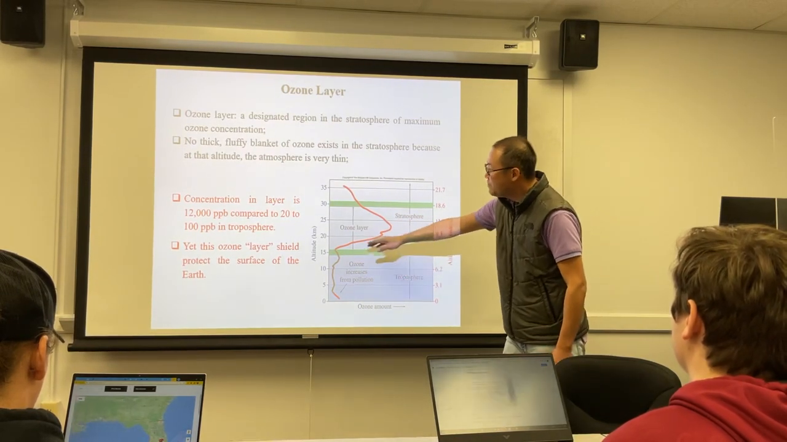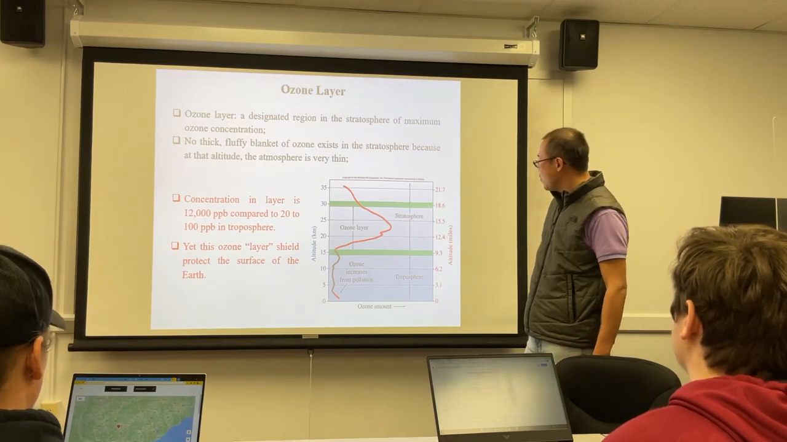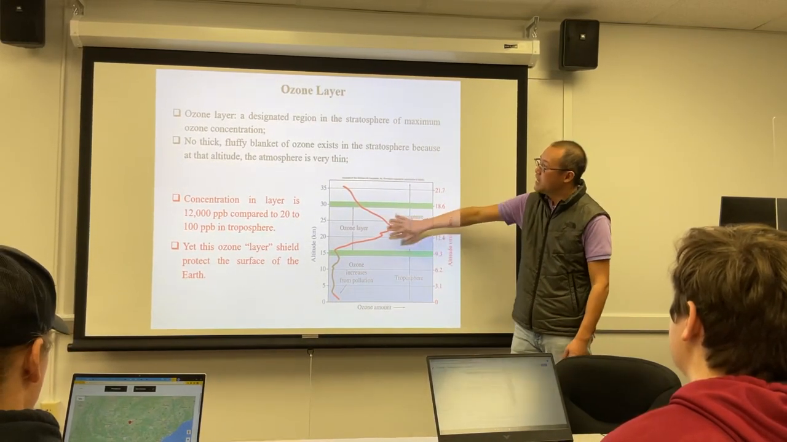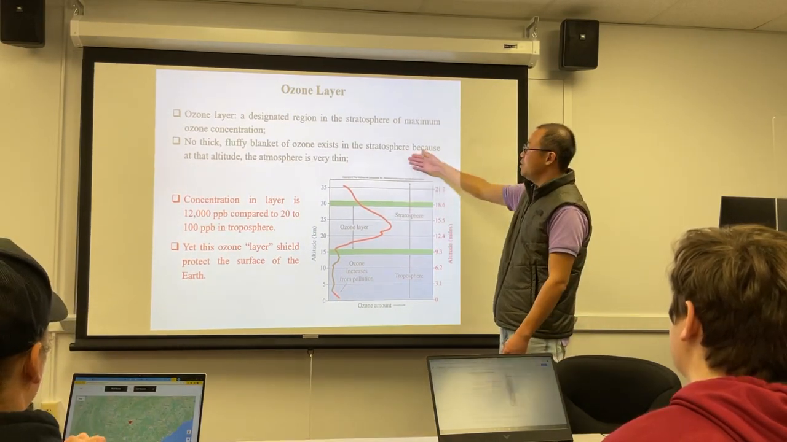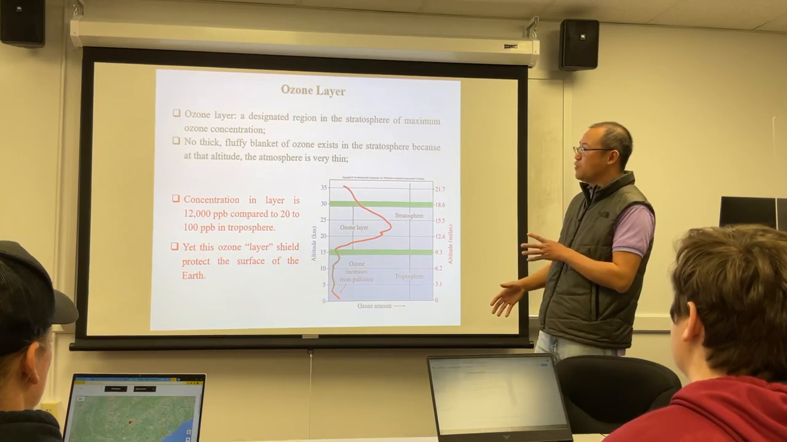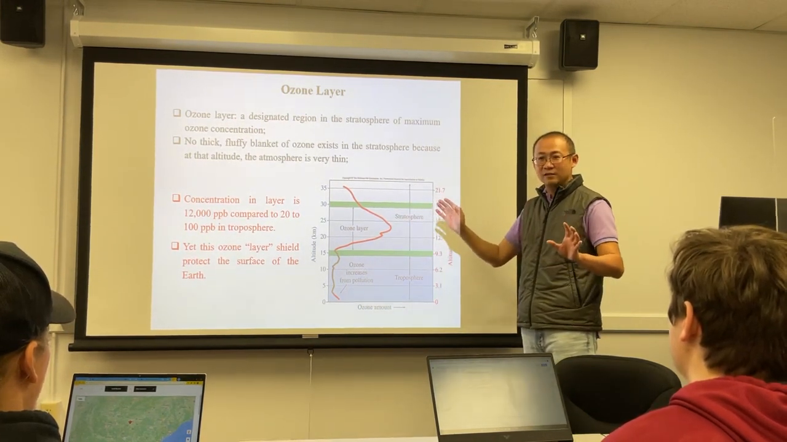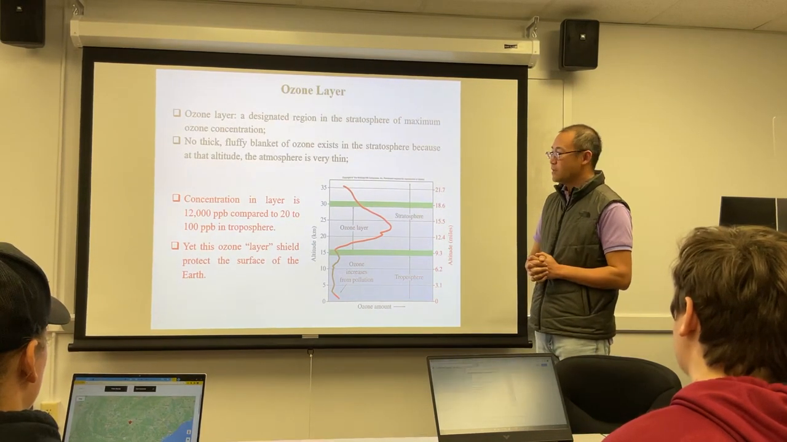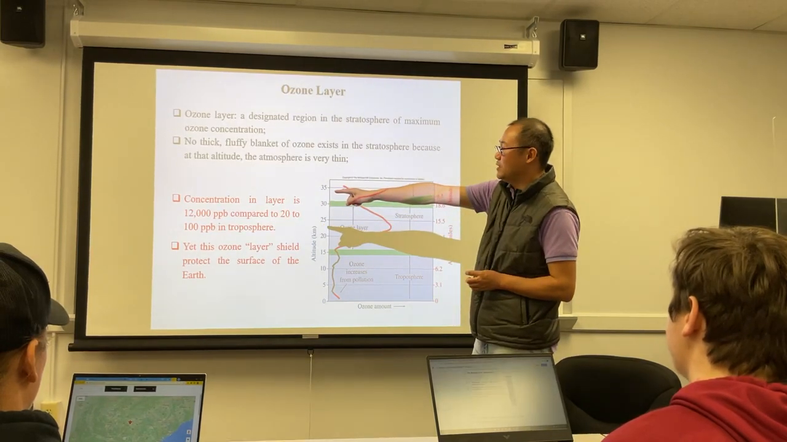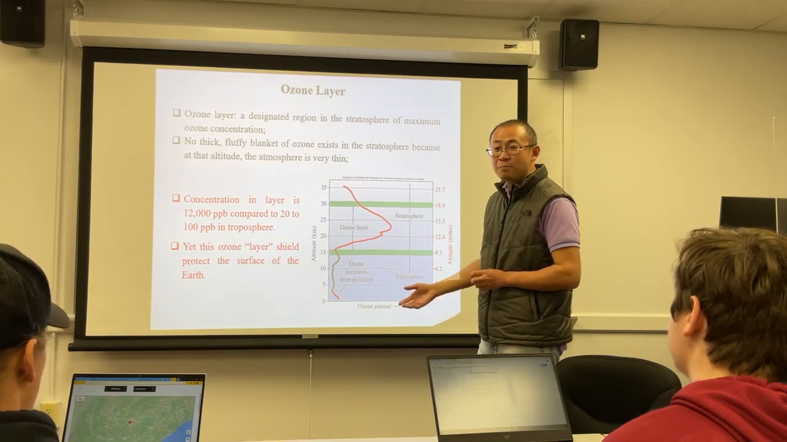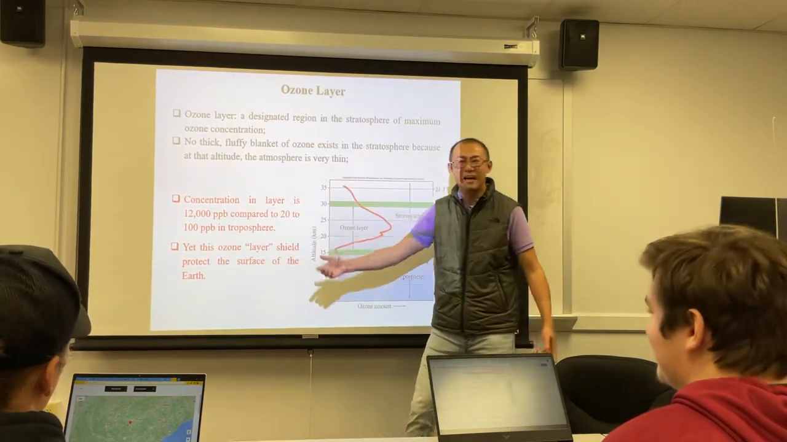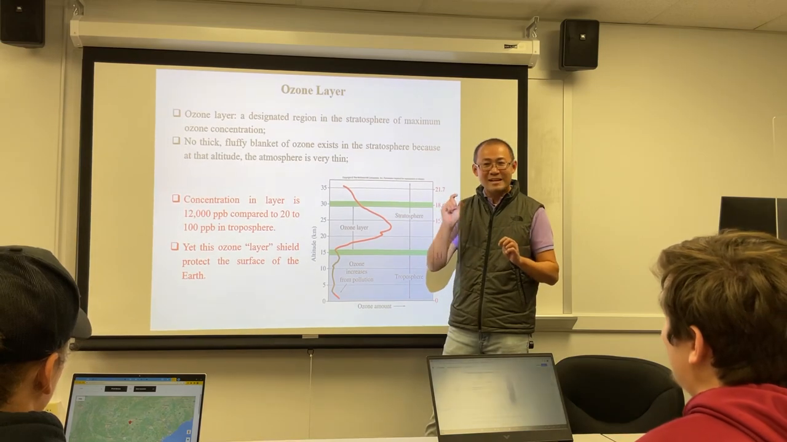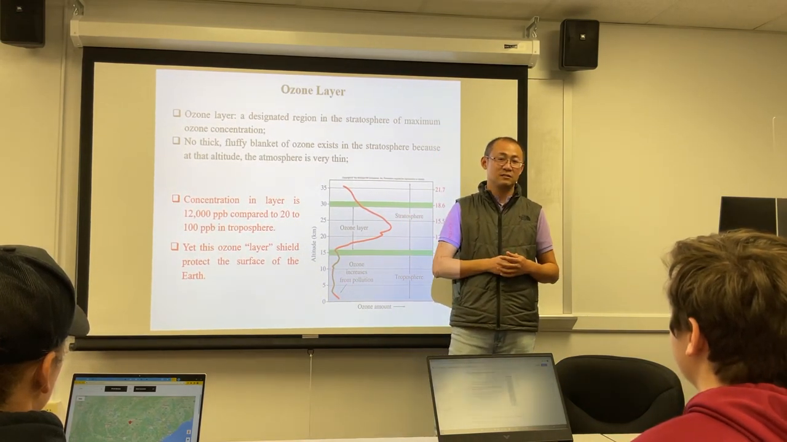But if you take a look, between 15 and 30 kilometers, or 9.3 to 18.6 miles, the concentration of ozone is significantly higher. And this is called the ozone layer. Again, to clarify, there are no fluffy, thick blankets of ozone like a cloud existing here, nothing. Here the air is very thin, but the concentration of ozone is the highest. The concentration in the layer is about 12,000 PPB. What is PPB? Parts per billion. Think about one divided by a billion. It's still a tiny number, very thin, but this layer, even though thin, contains enough ozone molecules to protect us.